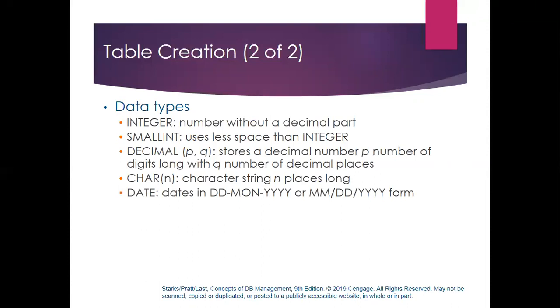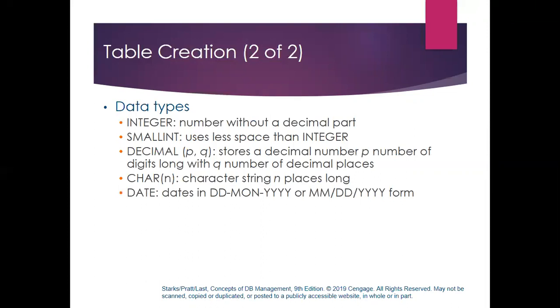Decimal stores a decimal number p digits long, with q decimal places. For decimal, parenthesis 6, comma 4 represents a 6-digit number with 2 places to the left and 4 places to the right of the decimal. Note that some versions of Access do not have the decimal data type. The currency and number data types are used for fields that will contain currency values and for all other numerical values respectively.